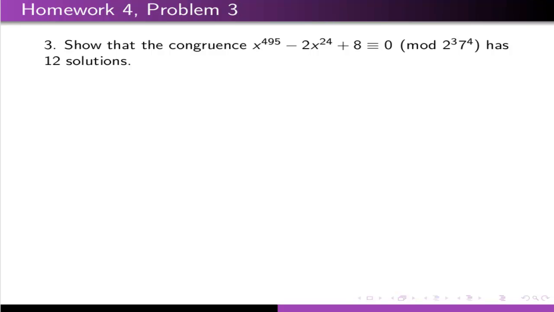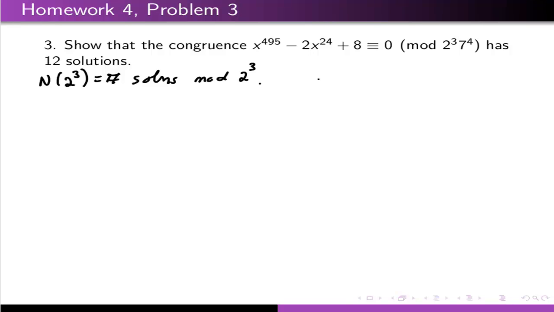Problem 3. So I want to count the number of solutions, so there's 12 solutions. If I let N of 2 cubed be the number of solutions mod 2 cubed, and then I'll let N of 7 to the 4th be the number of solutions mod 7 to the 4th, then the number of solutions mod m is just the product of these two numbers. So let's focus on mod 2 cubed first.